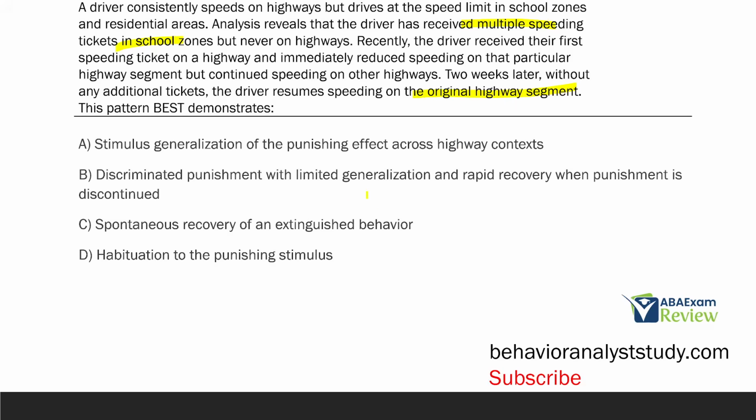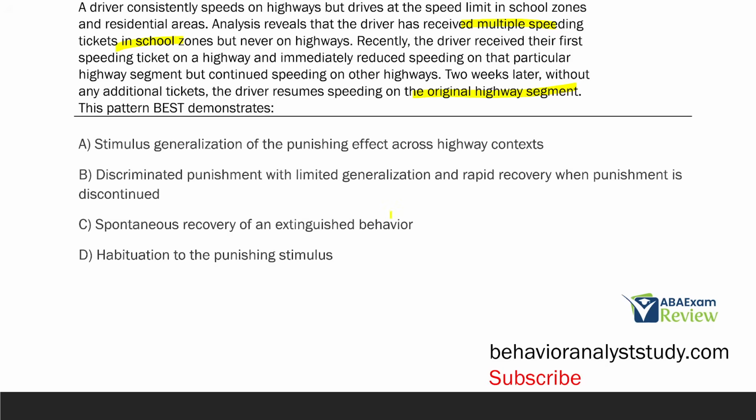B, discriminated punishment with limited generalization and rapid recovery when punishment is discontinued. That sounds about right, right? Punishment's only effective in certain areas around certain stimuli. Generalization is low, and rapid recovery of the behavior occurs when punishment is discontinued. B looks pretty good. C, spontaneous recovery of an extinguished behavior. The behavior wasn't on extinction, right? It was punished. Remember, there's a difference between those two consequences.